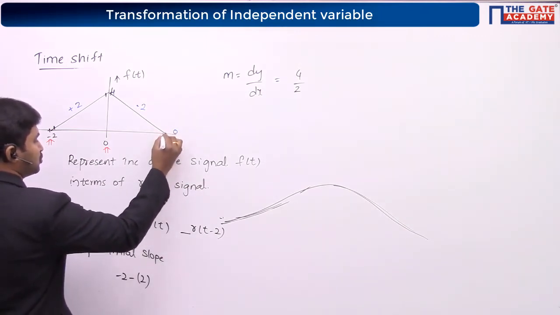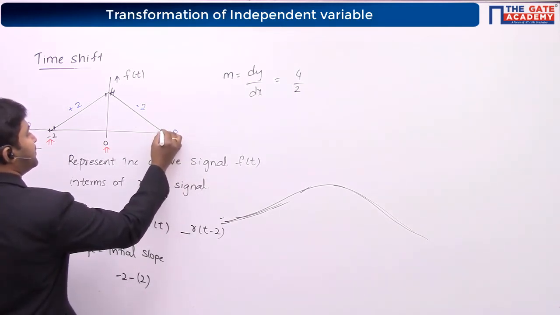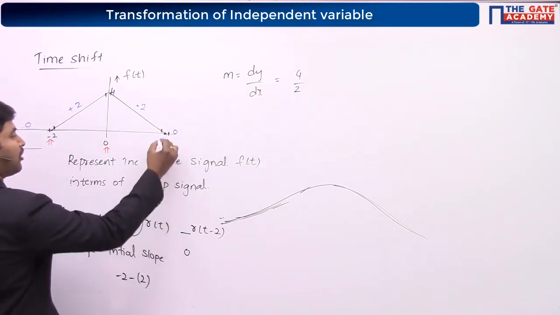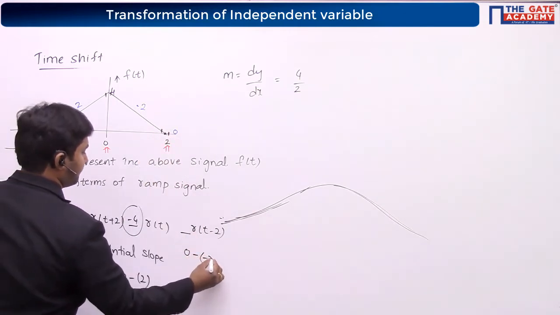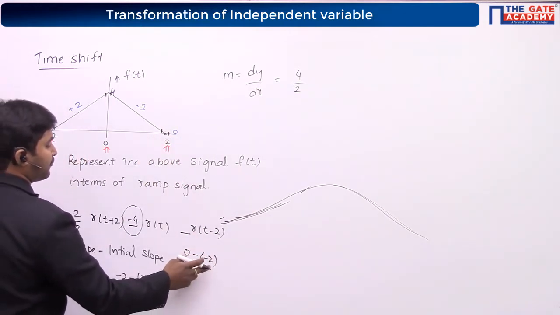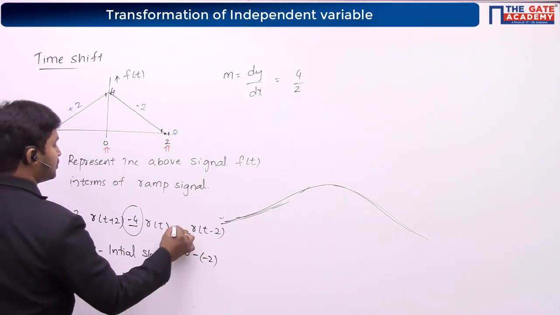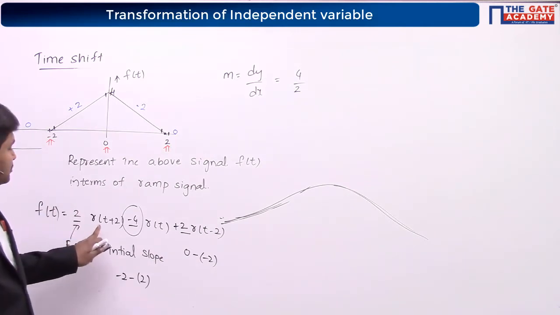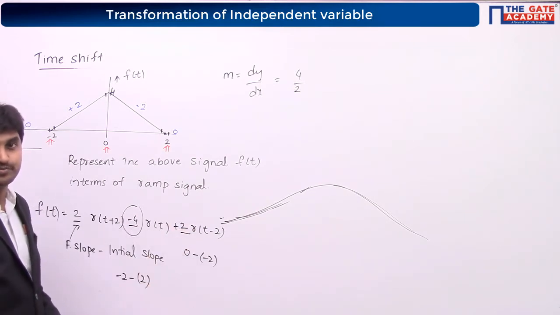And at t is equal to 2, after crossing this point the slope is 0, minus before crossing, it is minus 2. So 0 minus minus 2 is going to become plus 2. So the final result for us is f of t is equal to 2 times r of t plus 2 minus 4 r of t plus 2 r of t minus 2.